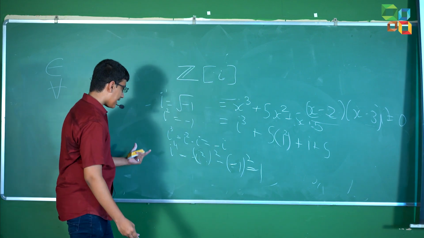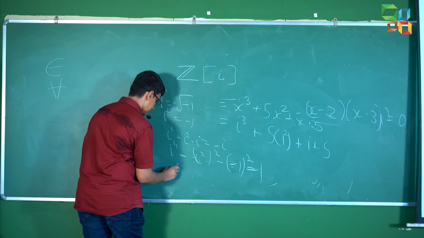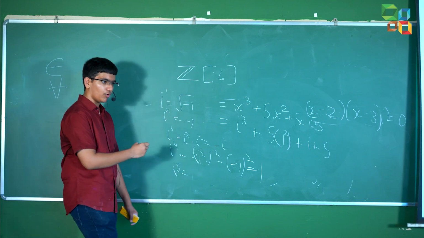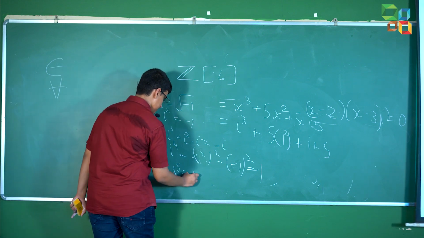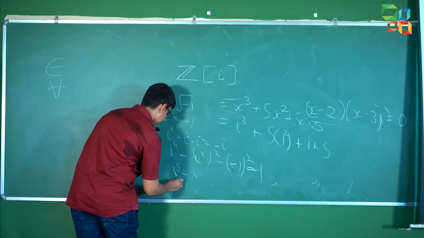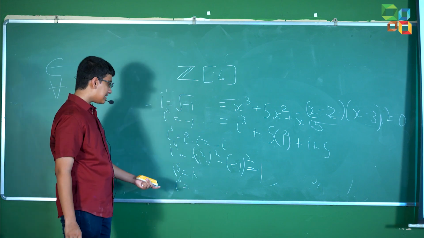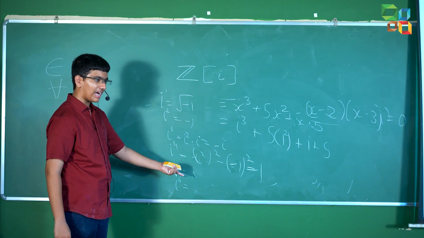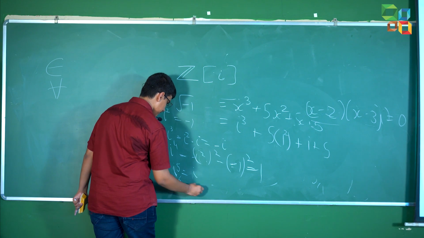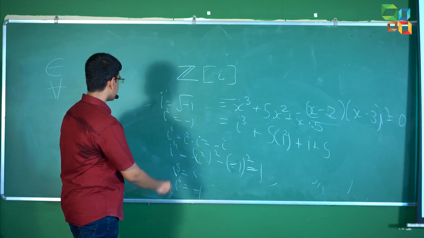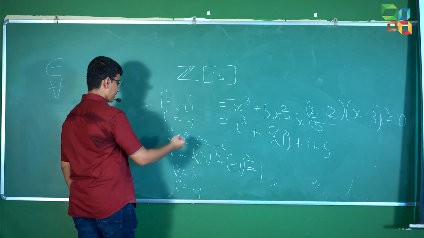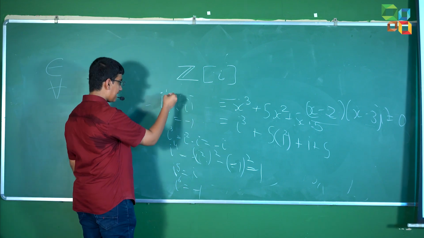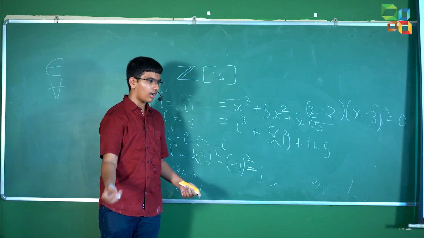Then you take i to the power 5. This is just i into i to the power 4, which is i into 1, which is i again. You take i to the power 6, which is i into i to the power 5. So i into i, so it's negative 1. You realize that i to the power 2 is negative 1, but i to the power 5 is i. It's going to repeat on and on.